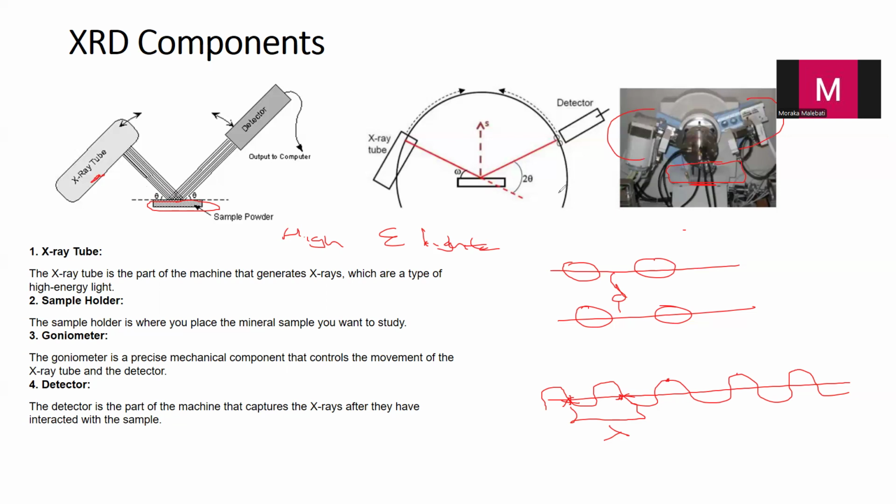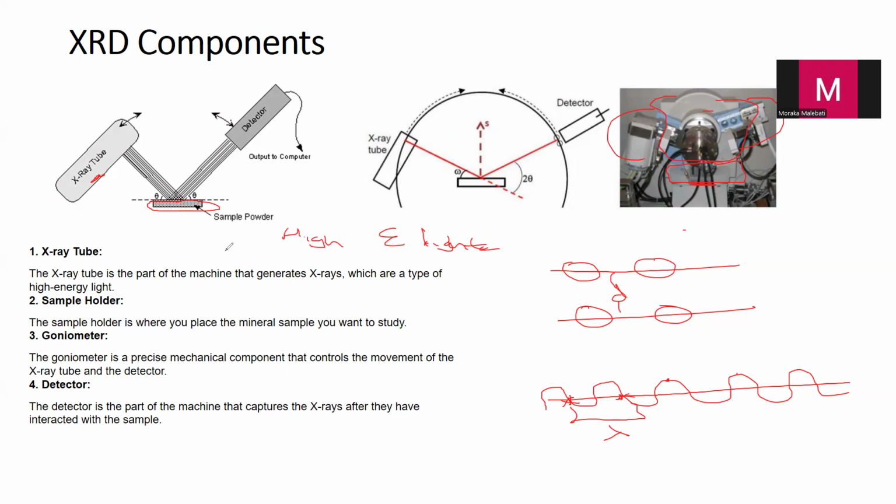All right. And then we also have this portion over here. We call it a goniometer. The goniometer ensures that the X-ray tube and the detector move in a synchronized fashion around the sample.